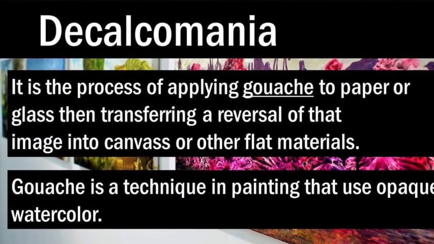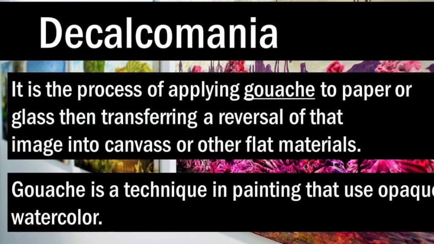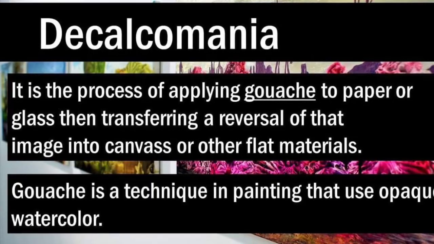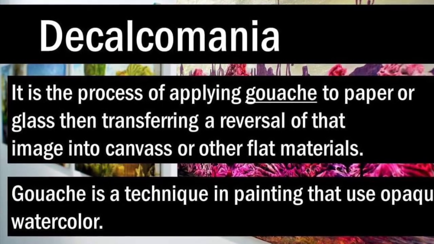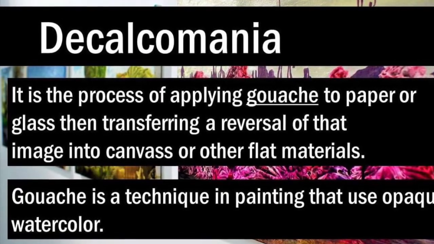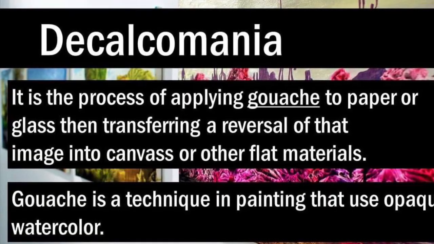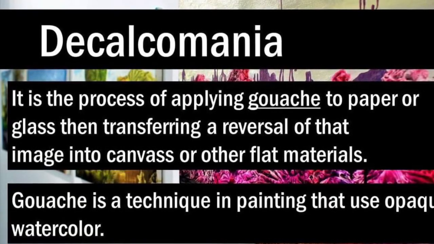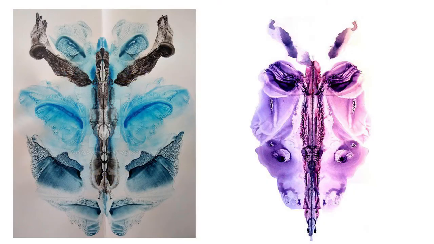Next is Decalcomania, short for decal. It is a process of applying gouache. Gouache is a technique in painting that uses opaque watercolor on a paper or glass, then transferring a reversal of that image onto canvas or other flat materials. Images shown above are examples of Decalcomania.